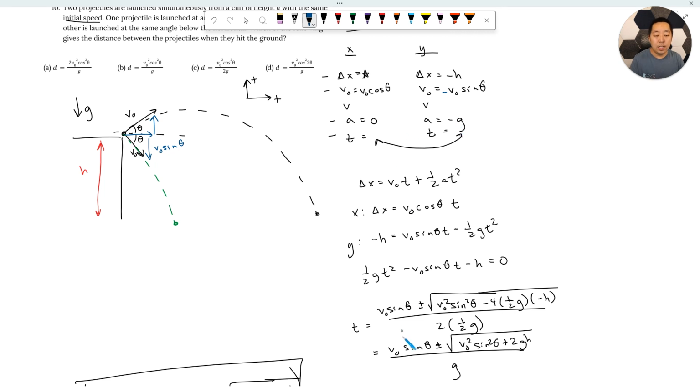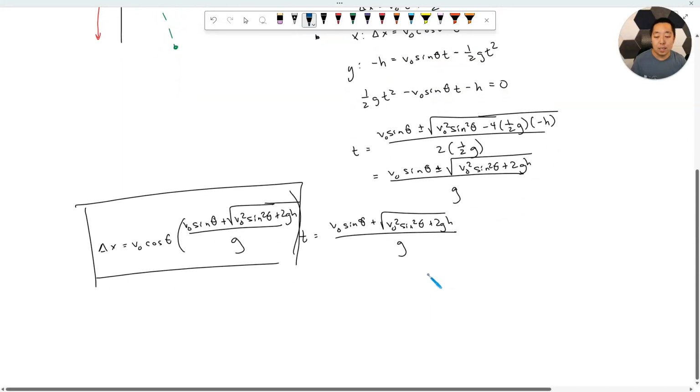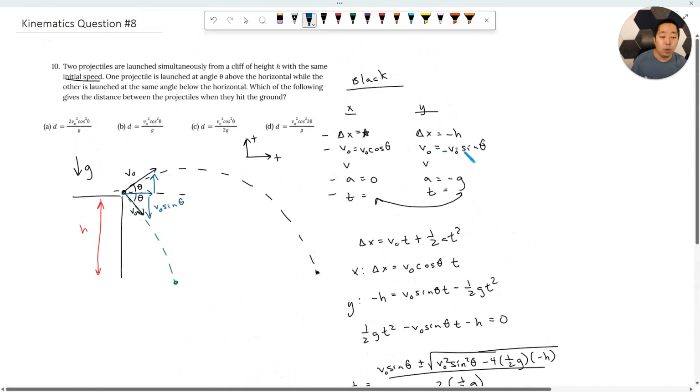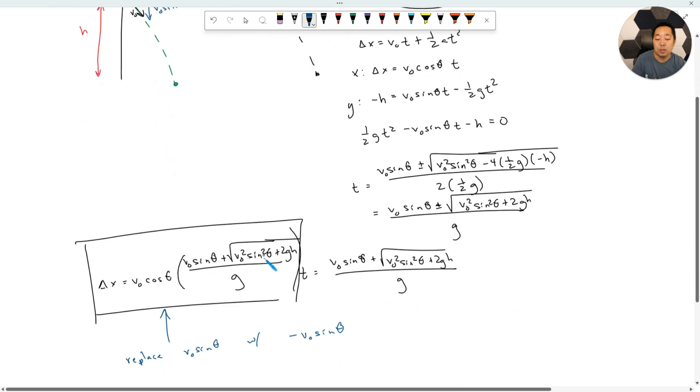Acceleration's still the same, and it's the same process. So basically, we're going to get the same answer as this, but we replace v0 sine theta with negative v0 sine theta. And that's because it's pointing downward instead of pointing upward. That's really the only key difference between the two.